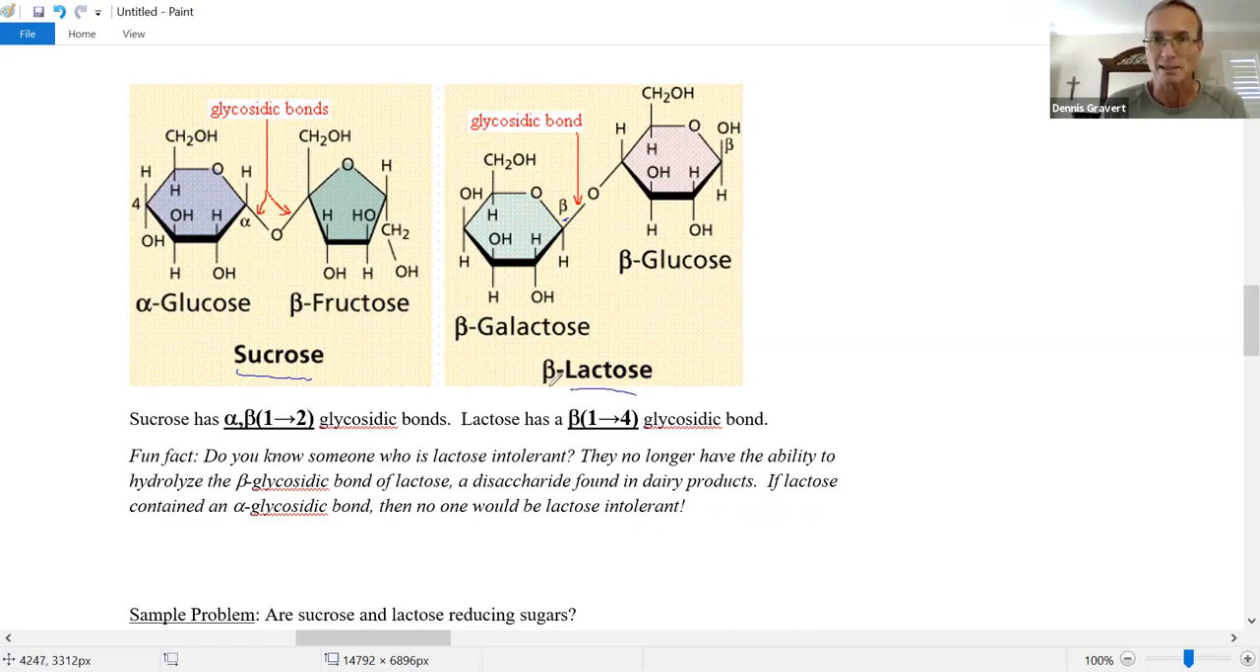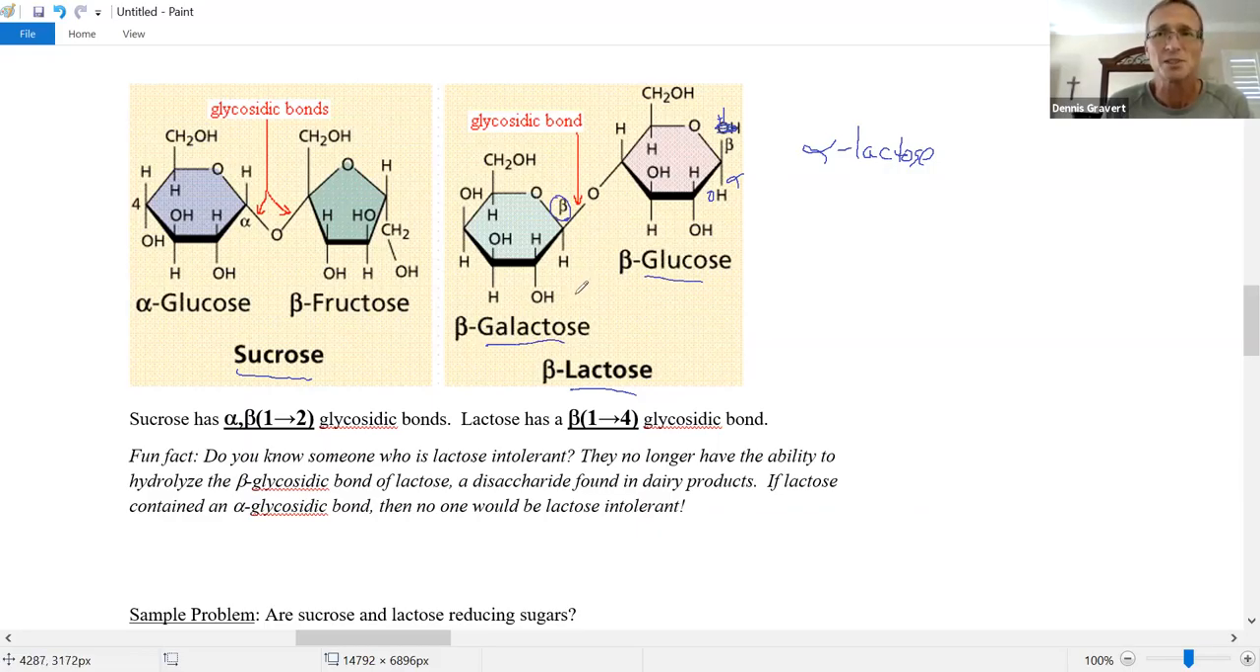Why is this beta lactose? Because this hemiacetal could be up or down. So what's alpha lactose? That's where this is a hydrogen and this was the alcohol. This would be the alpha form of lactose. What makes it lactose is you're connecting galactose to glucose through a beta glycosidic bond.